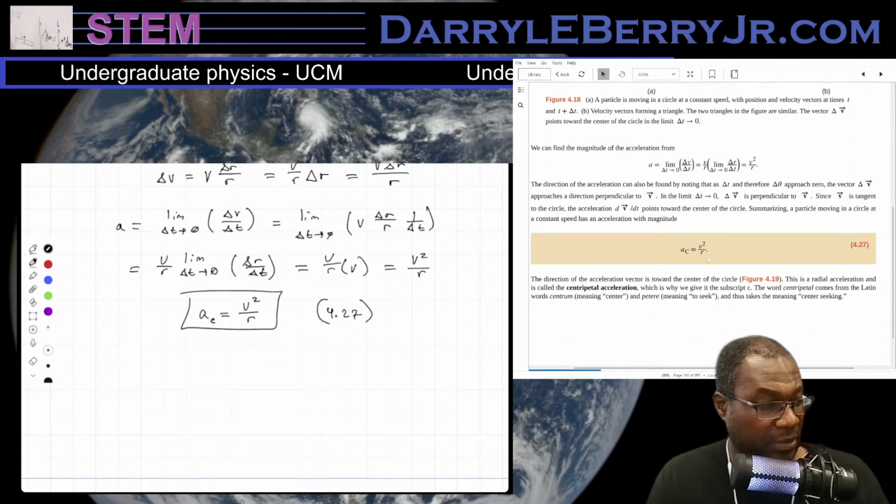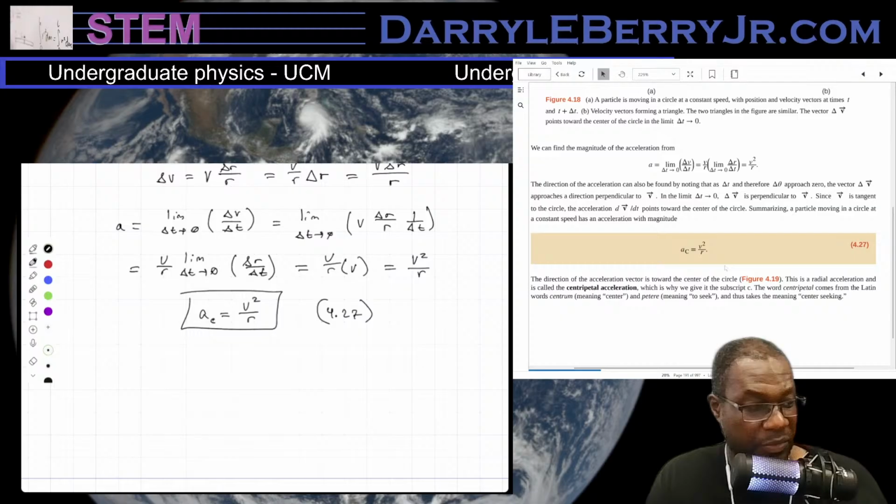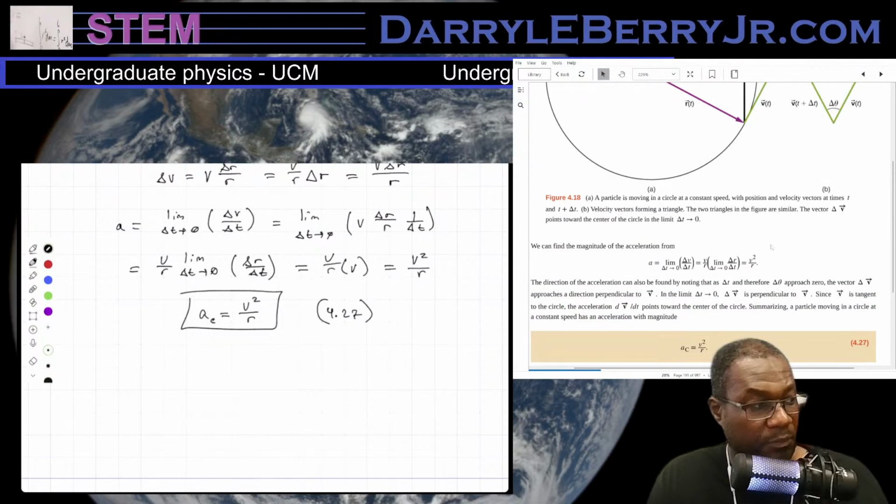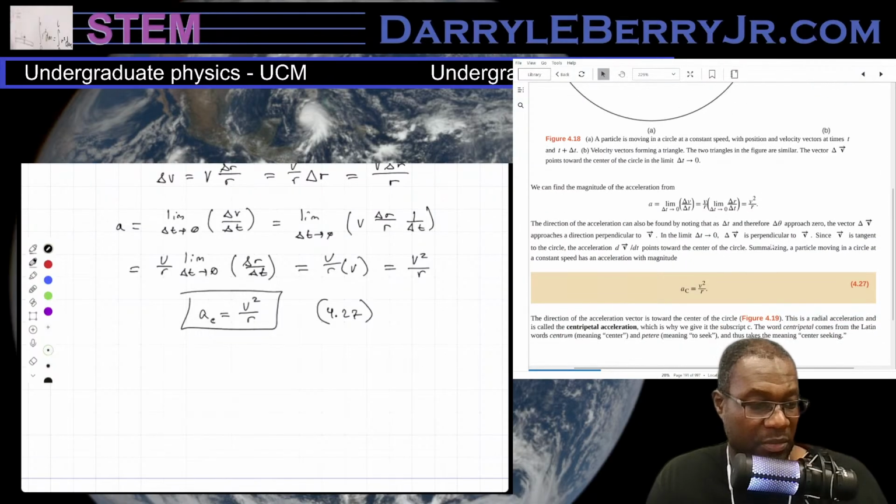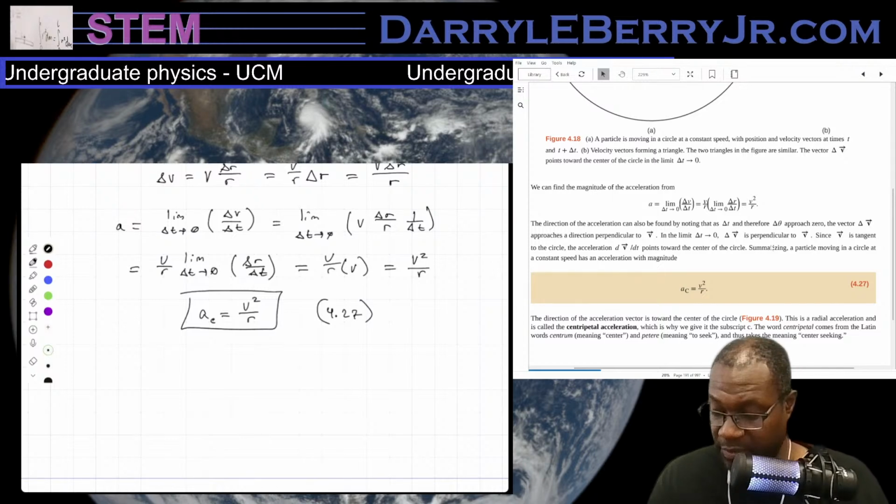All right, so this is the stuff I need to learn. The direction of the acceleration vector is toward the center of the circle. This is a radial acceleration, and it's called a centripetal acceleration.